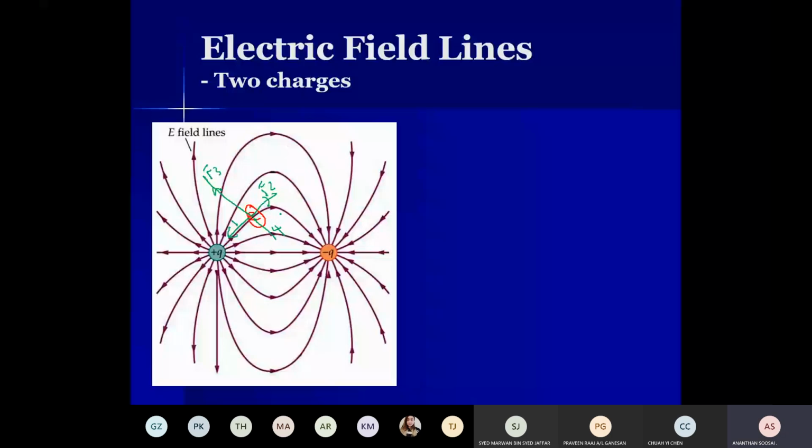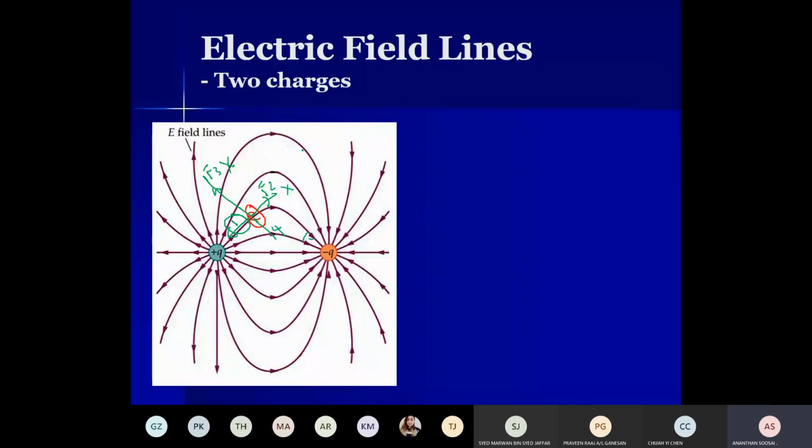Let me add another one. Is it going to be like 1, 2, 3, 4? Anyone? Should be 1. Of course, the other 3 are not, because the force has to be directed to the positive charge. The direction of the force, if I put an electron here, let me check.